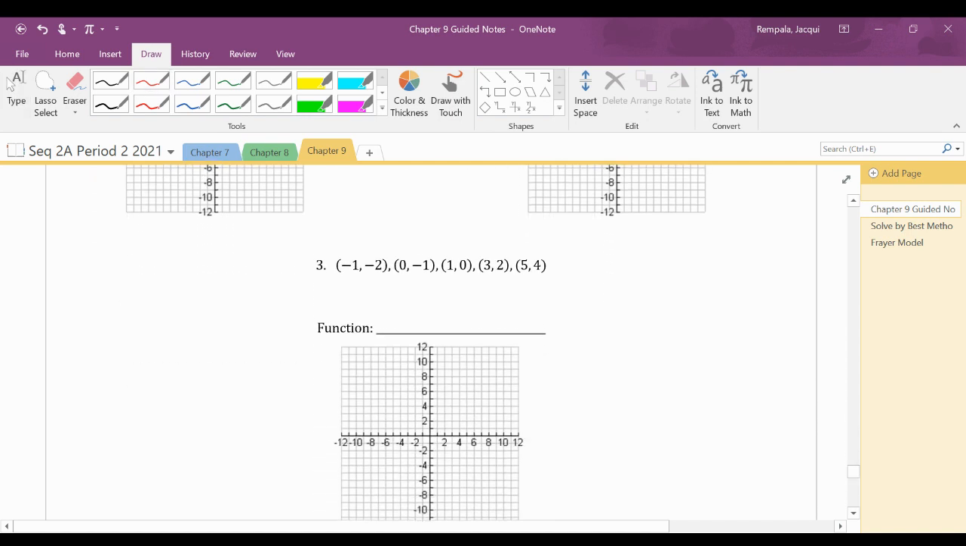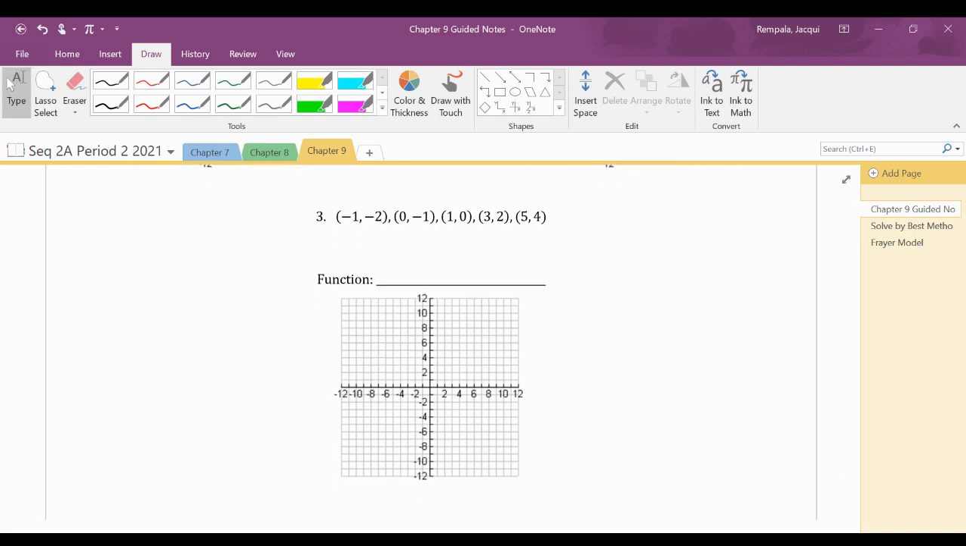If we look at this third and final example, once again, x goes first, y goes second. X means you move left or right. Y means you move up or down. Starting in the middle, at (negative 1, negative 2), you move 1 to the left and down 2. (0, negative 1) means you don't move left or right, but you move down 1. (1, 0) means you move 1 to the right and then stay there. At (3, 2), you move 3 to the right and 2 up. And then (5, 4), you move 5 to the right and 4 up.